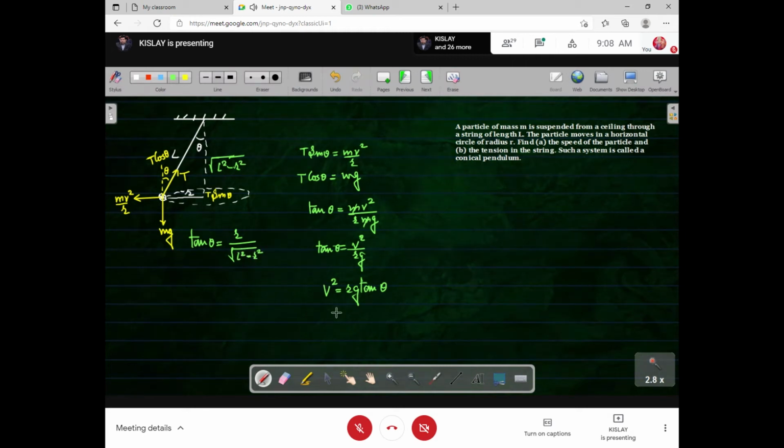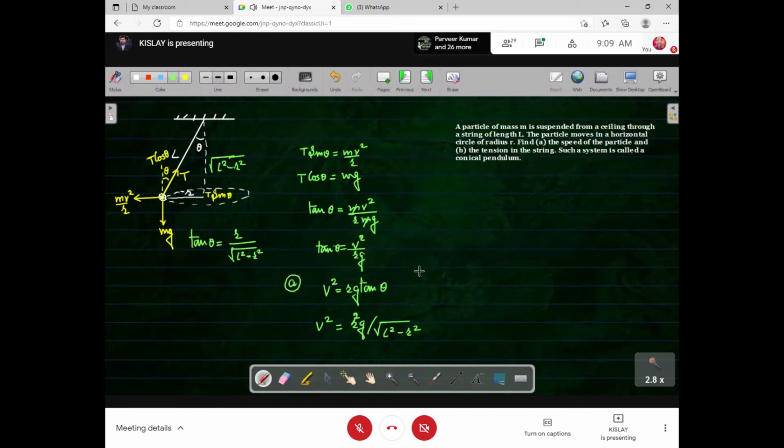So we just have to substitute: rg, and tan theta is again r, meaning r square, divided by root under L square minus r square. This is v square. Now by taking the root, you can find v. This is the first part of the question we have solved.